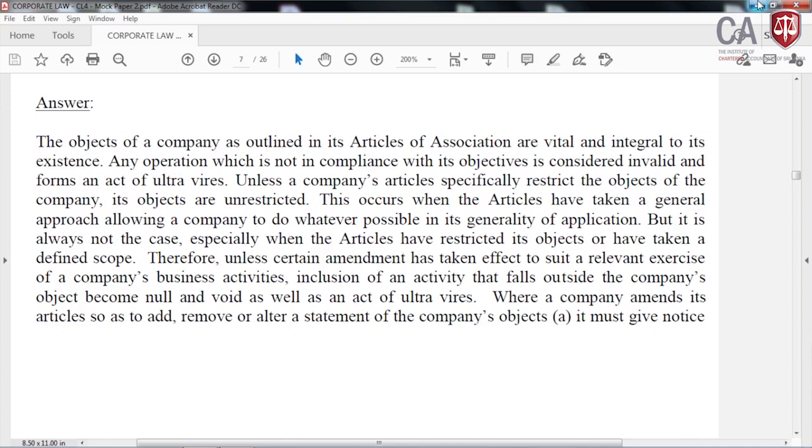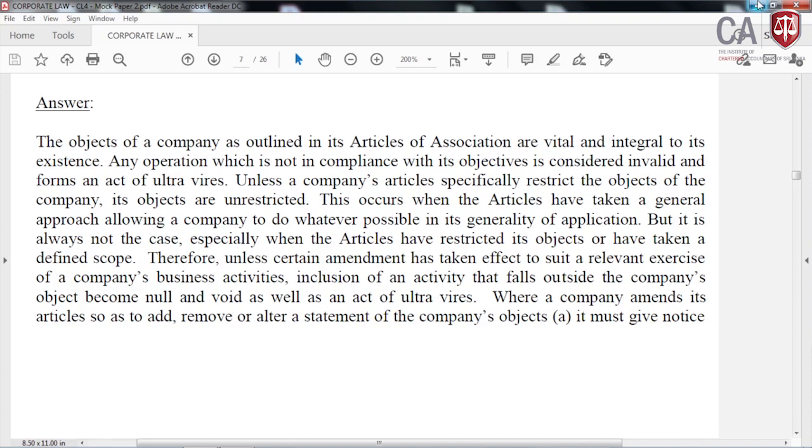let me first of all explain and analyze what the objects of a company means as per the articles of association. The objects of a company as outlined in its articles of association are vital and integral to its existence. Any operation which is not in compliance with its objects is considered invalid and forms an act of ultra vires. Unless a company's articles specifically restrict the objects of the company, its objects are unrestricted.